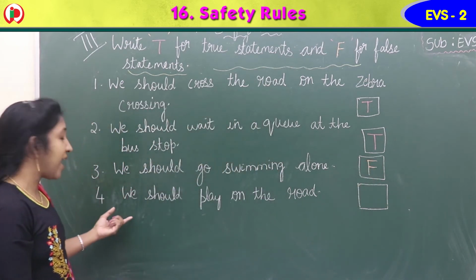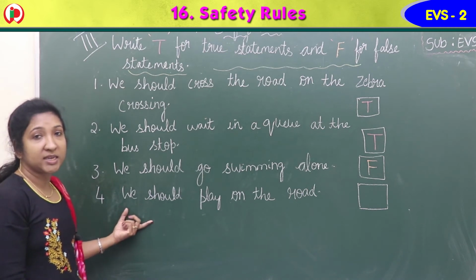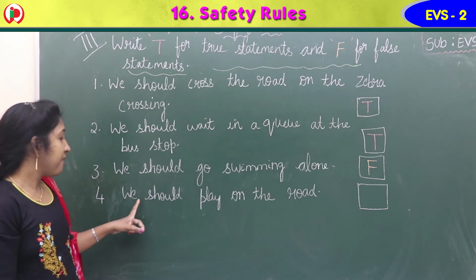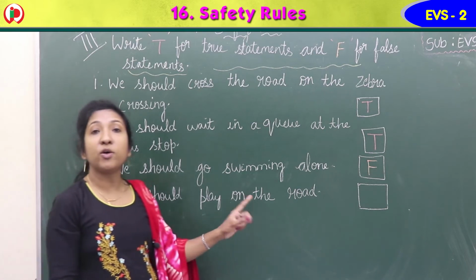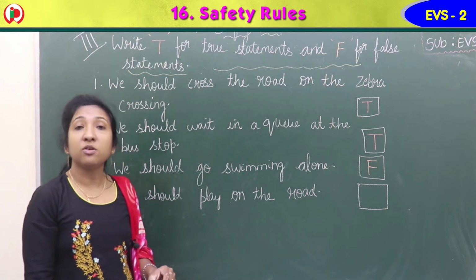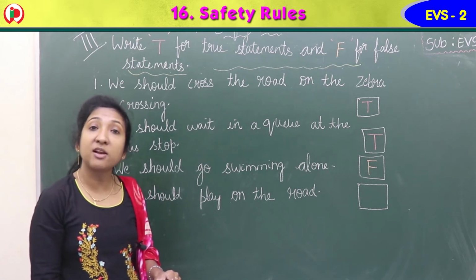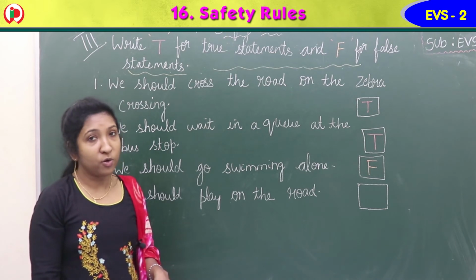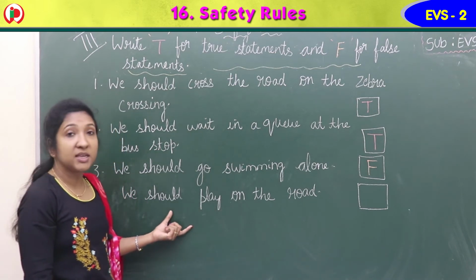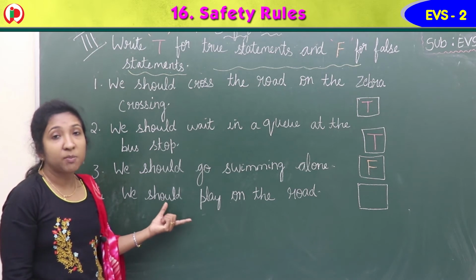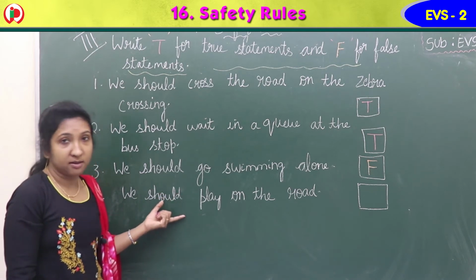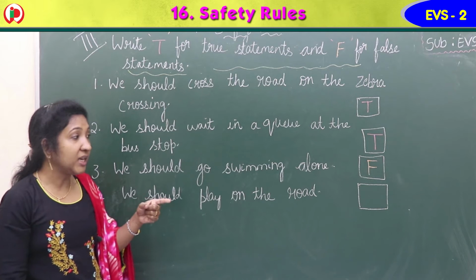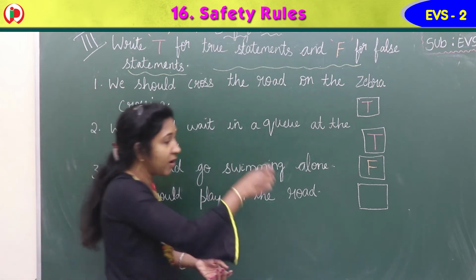Now coming to the last one. Fourth question or the fourth statement. We should play on the road. Is it true? Can we play on the road, children? No. So the given statement is wrong, or the statement is false. So you have to write F in the square box.